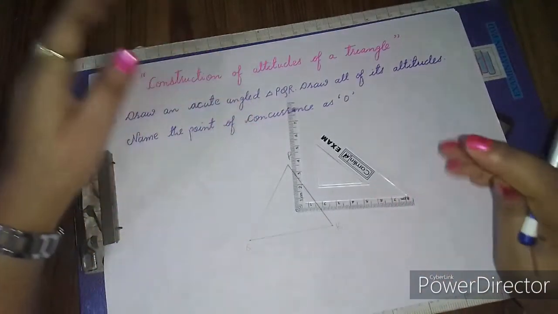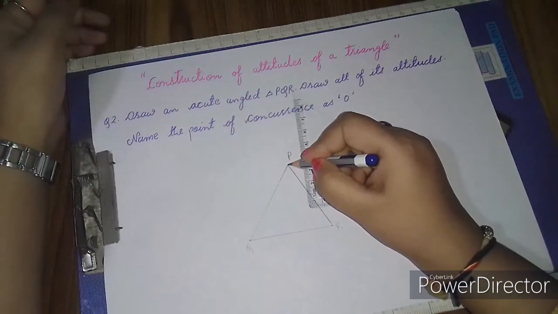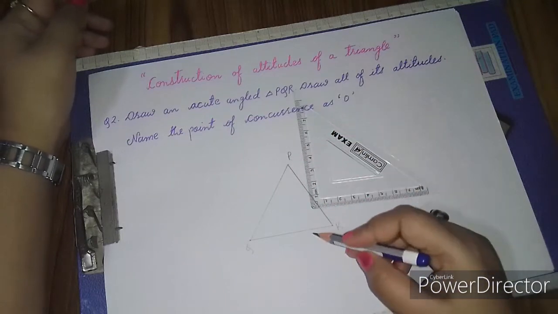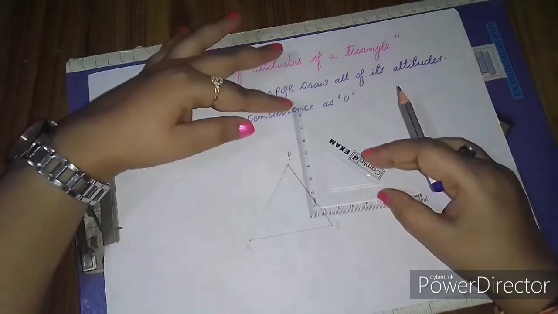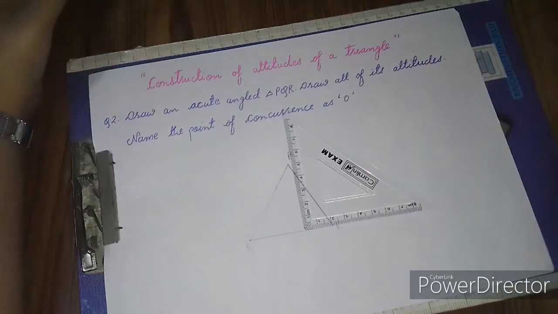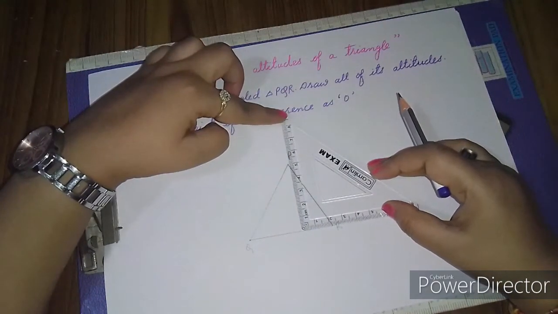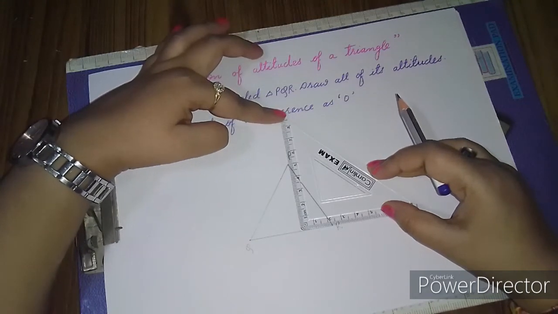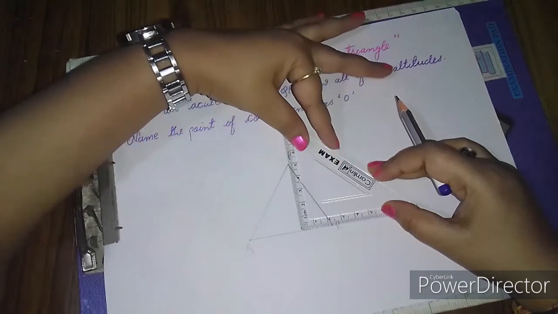Now, what you will do, students? Now, you have to draw a perpendicular from your vertex P on the side. On which side, students? On your side QR. So, you will place your set square like this, and this should pass through your point P. Like this you have to do. You have to adjust nicely, students. Can you see? Now what you will do, students? You will draw a line.